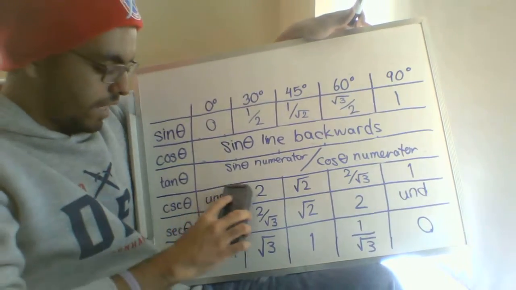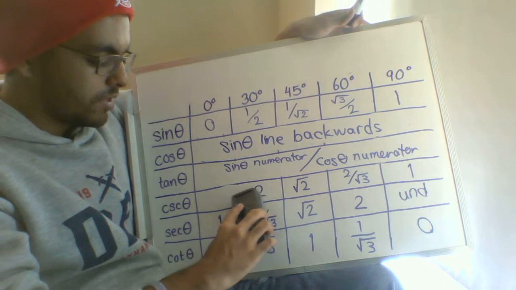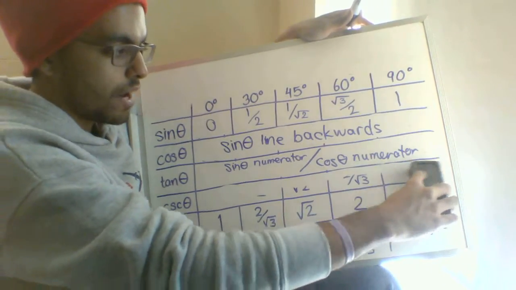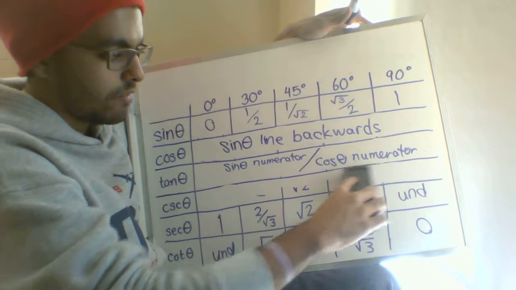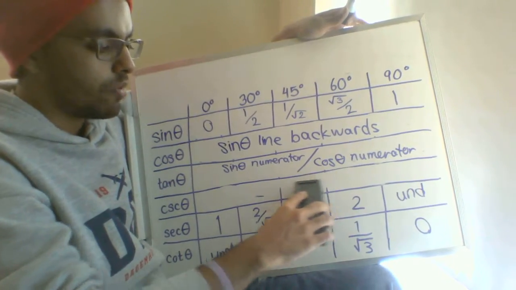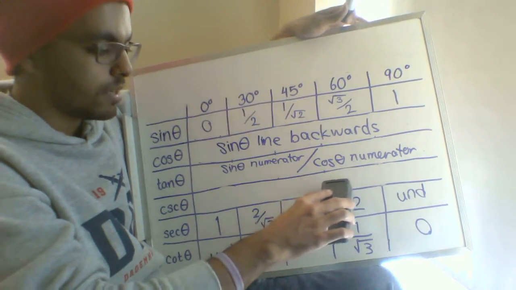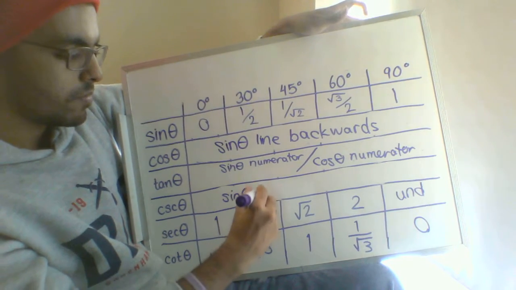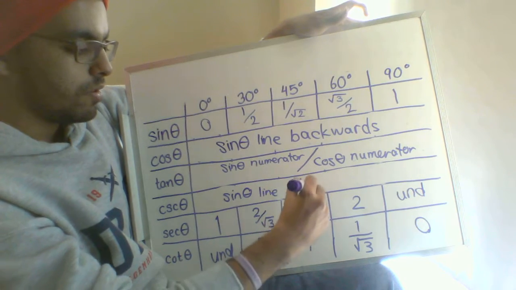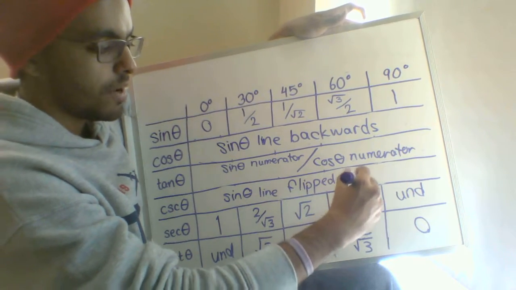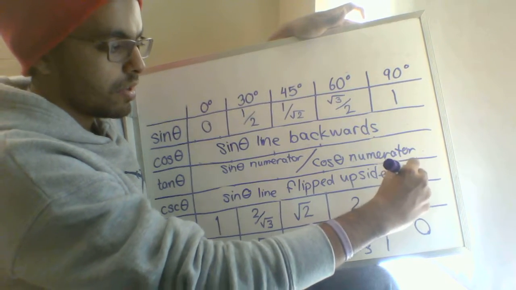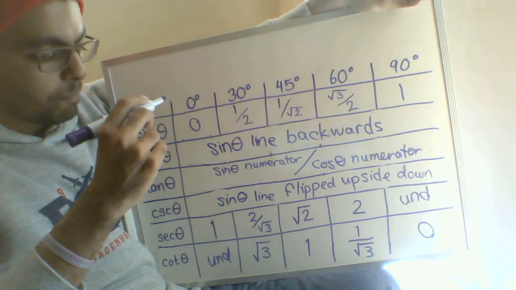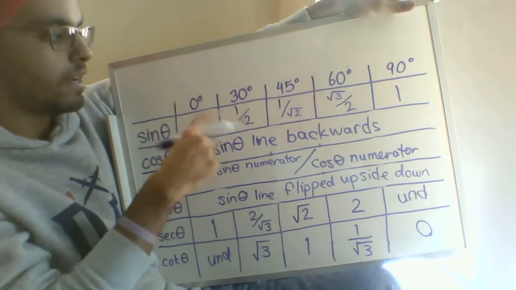All right, now cosecant is the same thing as 1 over sine theta. That's what cosecant is in the context of our triangles and our trigonometric functions. It's just the sine theta value flipped over. So instead of doing opposite over hypotenuse, it's hypotenuse over opposite. So you just take your sine theta line and you flip it upside down.